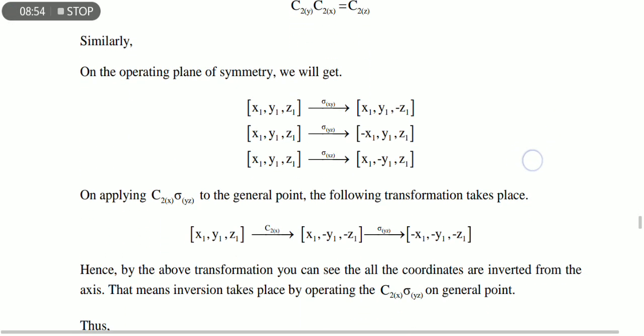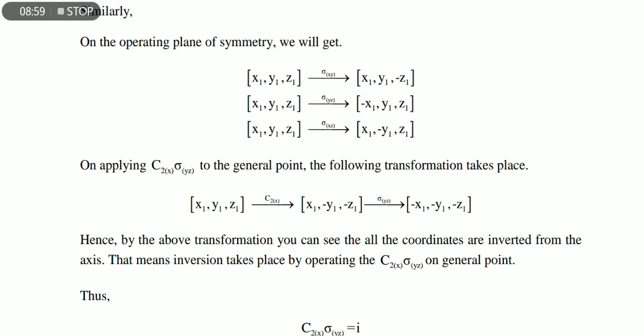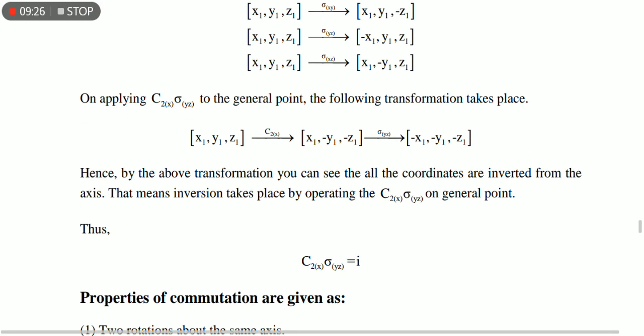Similarly, on operating the plane of symmetry, we get the following. Suppose x1, y1, z1 is the coordinate axis, okay? If you apply sigma xy, it gives x1, y1 and minus z1. If you apply sigma yz, it gives minus x1, y1, z1. Similarly, if you apply the sigma xz plane, it gives x1, minus y1, z1.